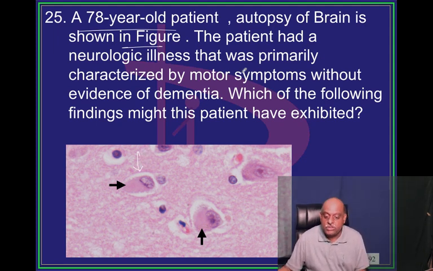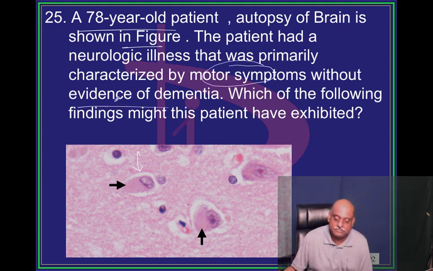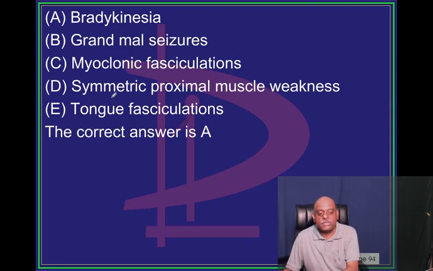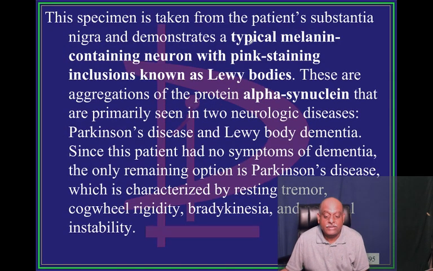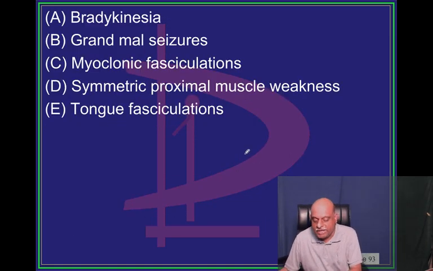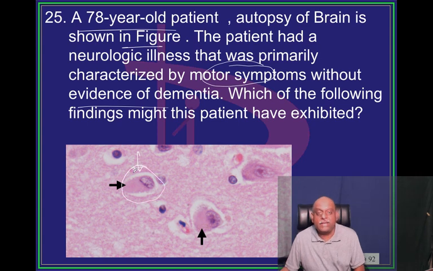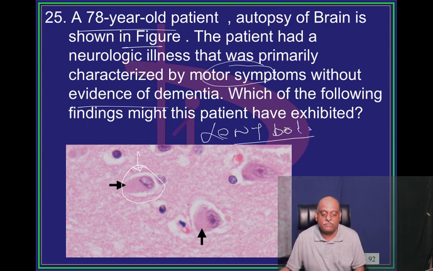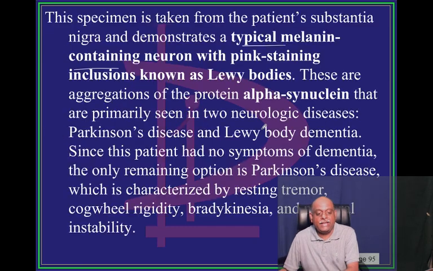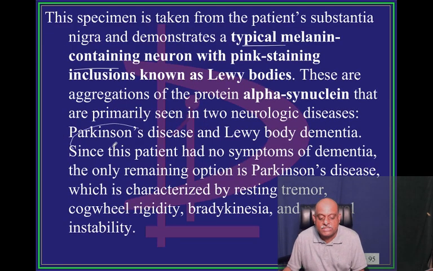The patient is also having motor symptoms without evidence of dementia. So what are these inclusions, doctor? They're the typical melanin-containing neurons with the pink-staining inclusions. What are they called? Lewy bodies. They are called Lewy bodies. So typically it's called a Parkinson-plus disease.